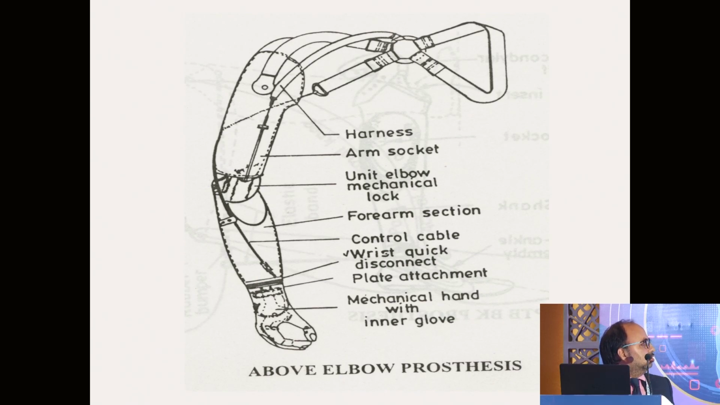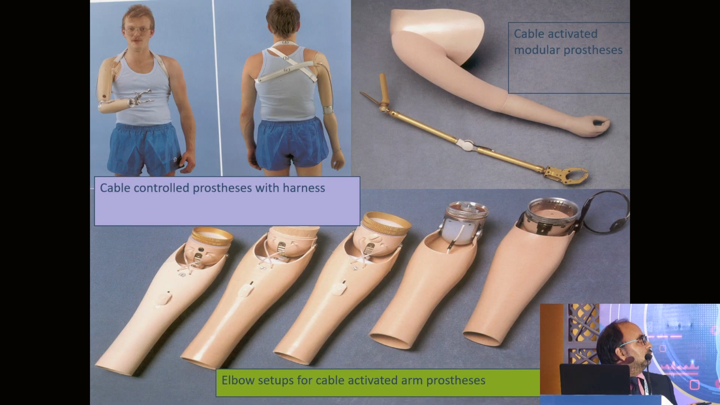Again, wrist assembly, then terminal device, then harness. In this, there will be two harness, one for controlling the elbow flexion, another for controlling the movement of voluntary device or terminal device. And this is another cable control. This is how it works. It can, if modular, also be given, but mostly we give exoskeletal one.